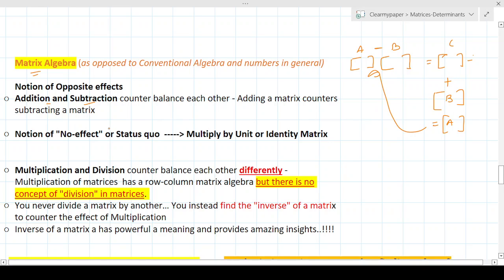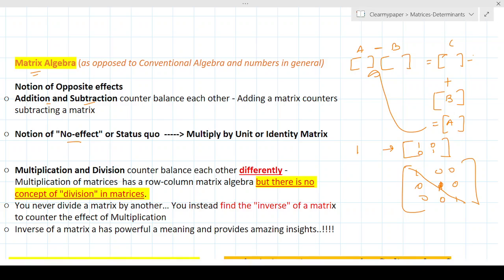And in the world of matrix algebra, the concept of no effect, where we saw multiplying by 1 or dividing by 1 does not change anything, is handled differently. Here the number 1 will be replaced by an identity square matrix, which is nothing but the diagonal elements being 1 and the remaining being 0, in a 2 by 2, or it could be 3 by 3 like this. All the diagonal elements, the main diagonal, will be 1 and the remaining will be 0.